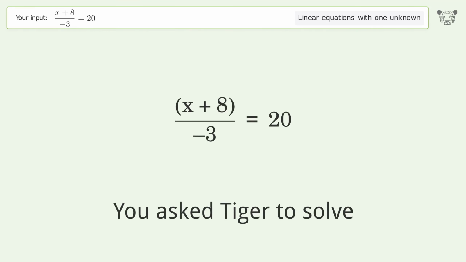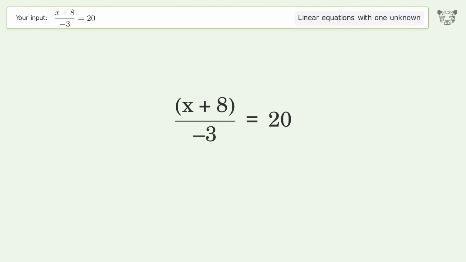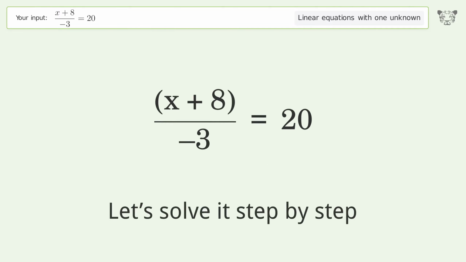You ask Tiger to solve. This deals with linear equations with one unknown. The final result is x equals -68. Let's solve it step by step.